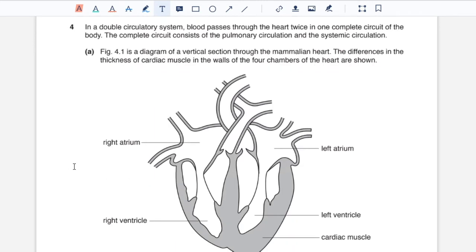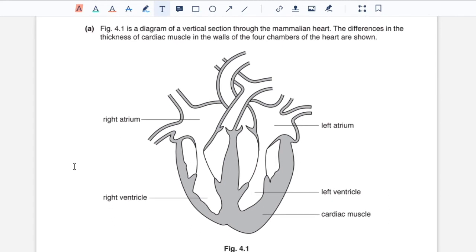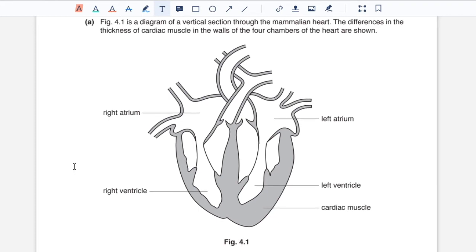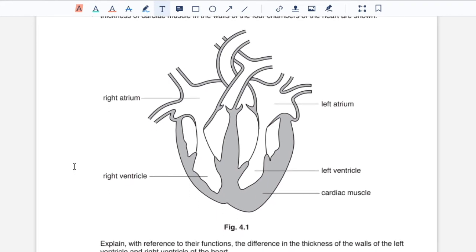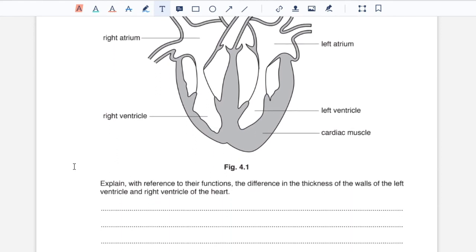In a double circulatory system, blood passes through the heart twice in one complete circuit of the body. The complete circuit consists of the pulmonary circulation and the systemic circulation. Figure 4.1 is a diagram of the vertical section through the mammalian heart. The differences in the thickness of the cardiac muscles in the walls of the four chambers of the heart are shown. So you've got the atria and the ventricles labeled in this figure.